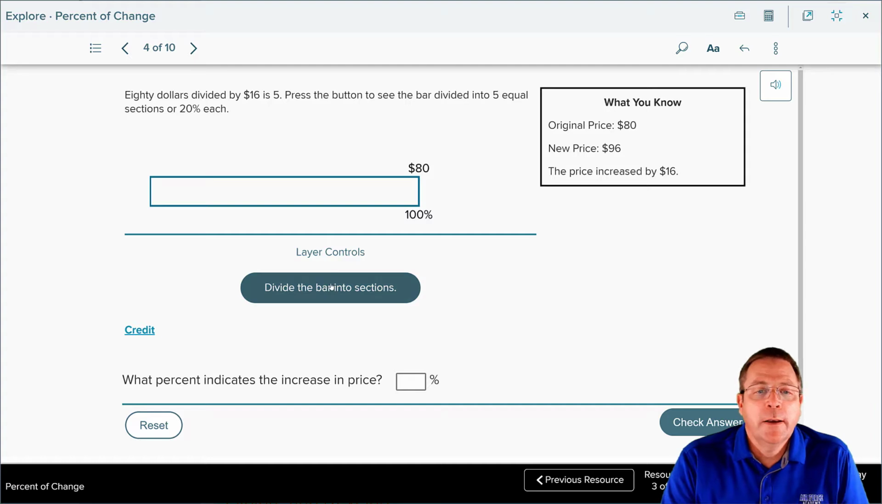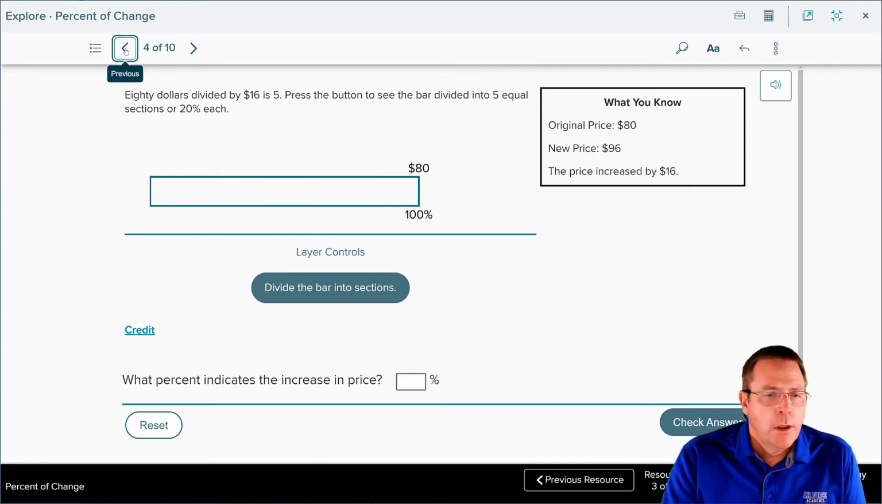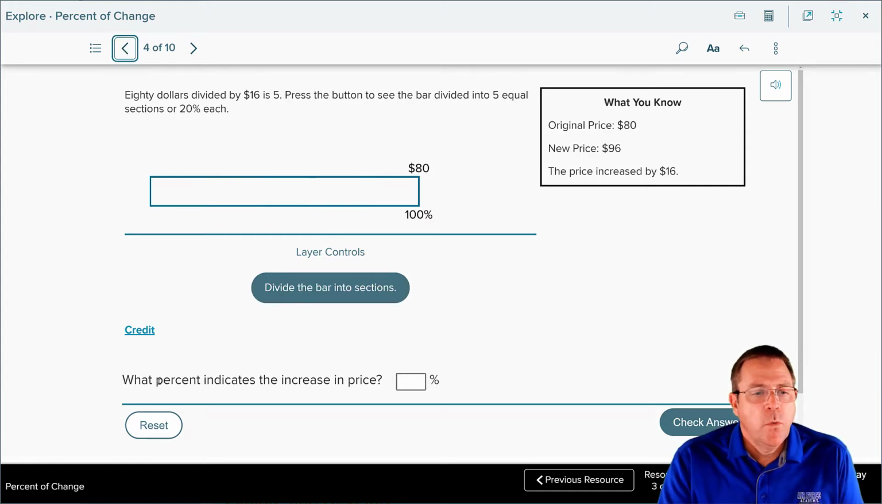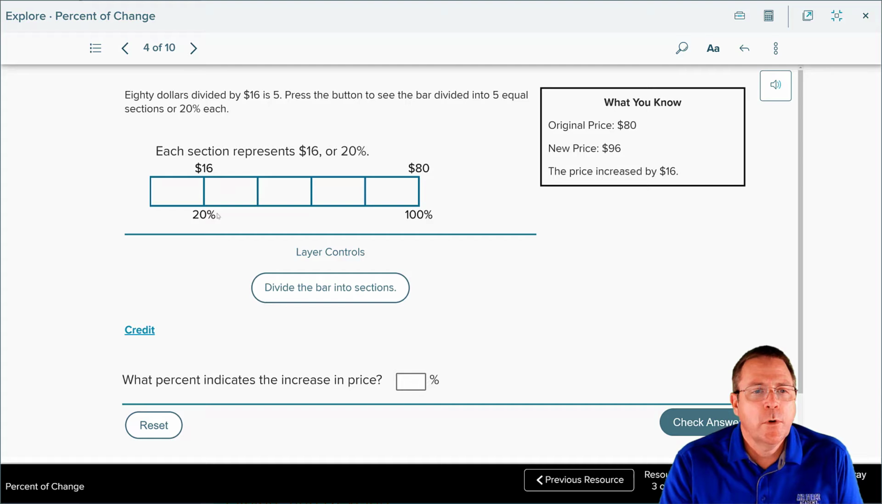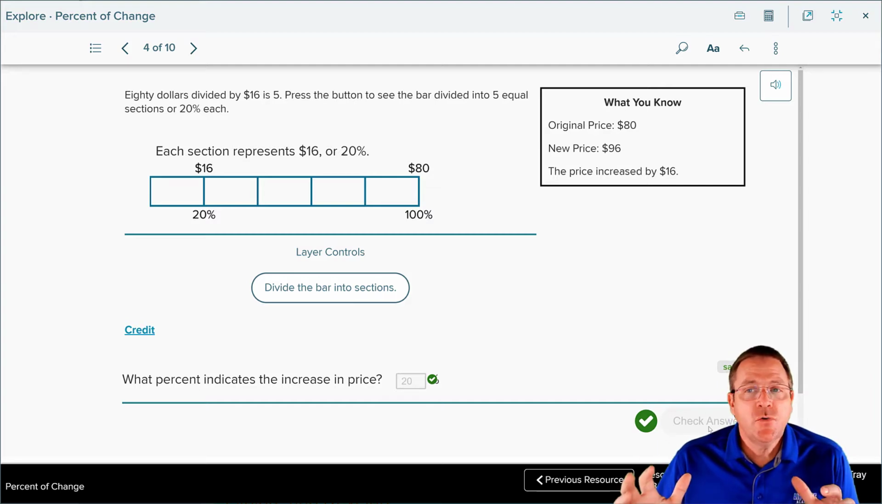And then we're going to press a button, and that's going to divide the bar graph into 5 equal sections. Each one of these sections represents a $16 increase, and each one of those sections represents a 20% change. You good with me so far? So, with that question in mind, what percent indicates the increase in price? Well, let's go back to where we were here. The increase was $16. What percent did that match up to? That matched up to a 20% increase. So you could say that you increased the price of the tent by 20%.